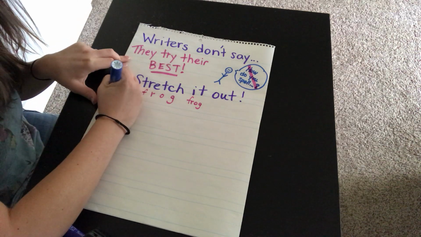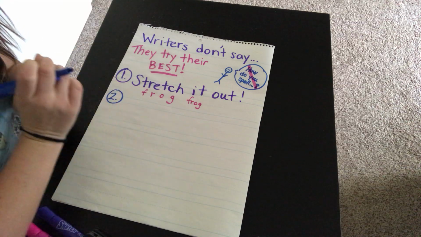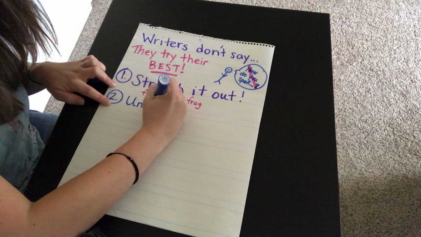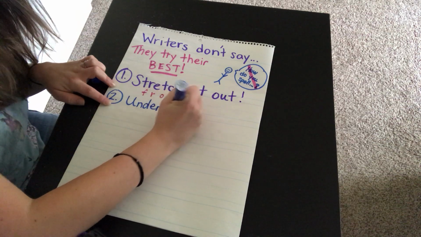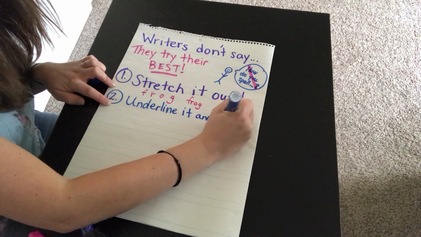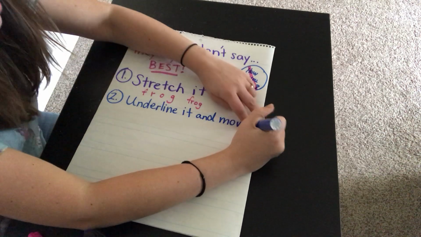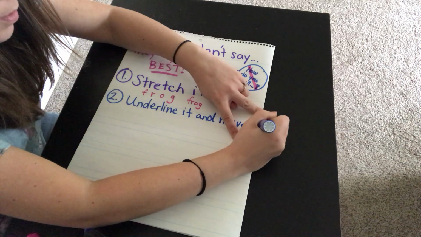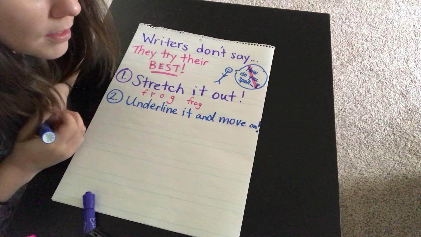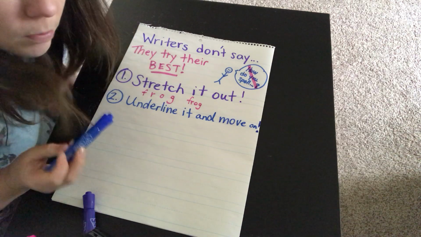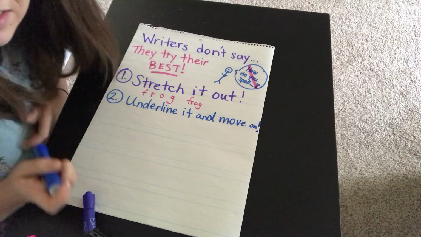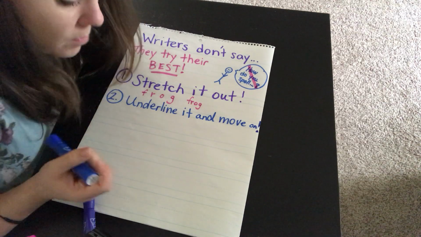Something else you could do. You could try your best and underline it. Underline it and move on. And I say move on because sometimes kids get to words that they don't know how to spell, and instead of writing their story during the whole writing time, they'll just sit there and try to figure out that one word the whole time, and it ends up wasting a lot of your precious writing time that you have.